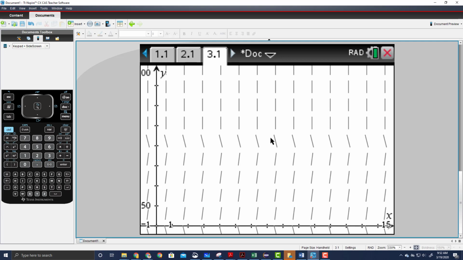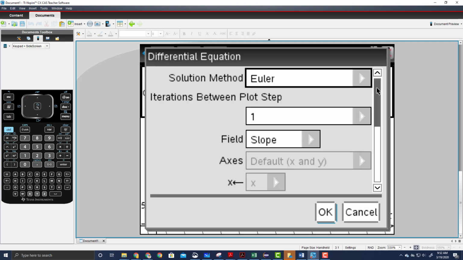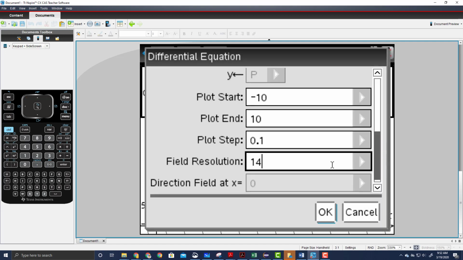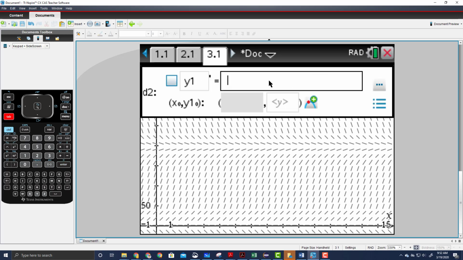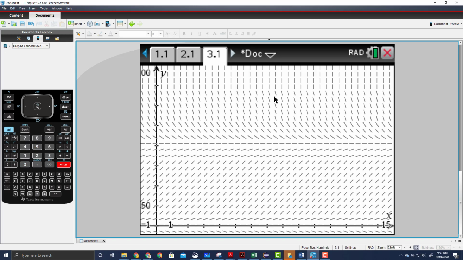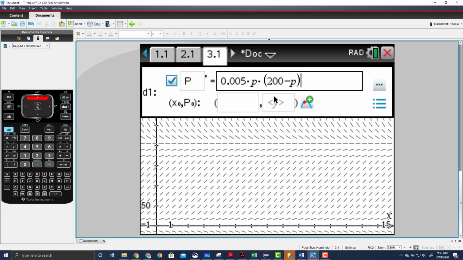Let's get a more granular slope field. We'll change our field resolution here. Let's make that 42. And now it looks like my growth rate is still a little too fast, so let's change this to 0.01. That looks a little bit better. Let's go a little bit smaller even than that. 0.005. That looks a little bit better. All right. So we've chosen our R to be 0.005. Our carrying capacity is 200.